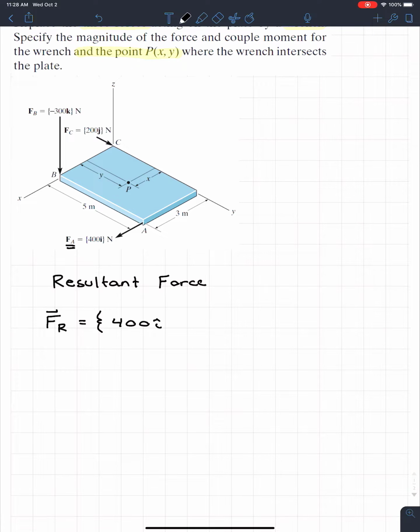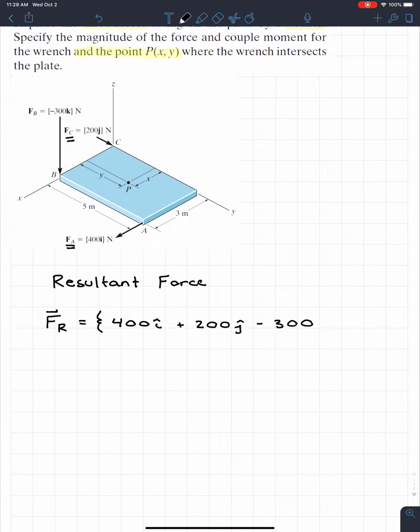Now we look at the y direction, and similar to the x direction, there's only one force going in that y direction, and in this case it's Fc. If we look at Fc, we see that it's 200, so we can go plus 200 in the j direction. And finally we have the k direction, or the z direction, and again, like the other two, which is very nice, only one force, and that is Fb. So we know that the resultant force in the z direction is going to be minus 300k.